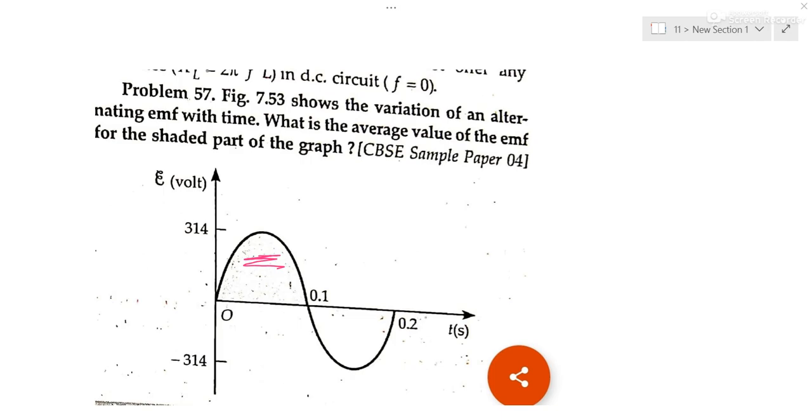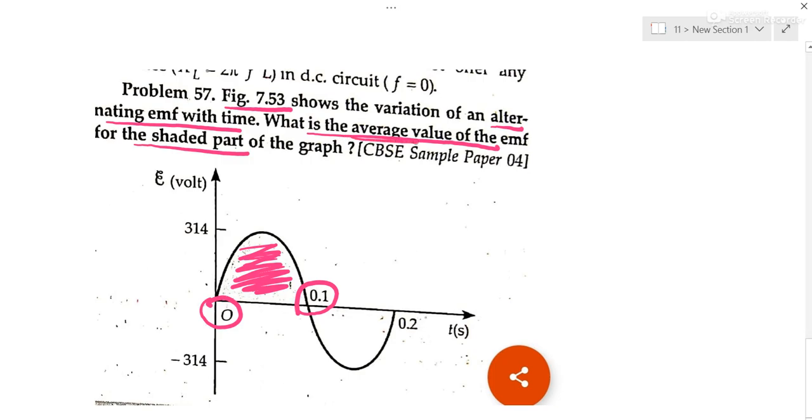Let us see this question. This figure shows the variation of alternating EMF with time. What is the average value of EMF for the shaded part? So for this part, we need to find out the average value. So children, this is a half cycle and there is a full-fledged topic. See, now because the paper is going to consist of MCQs, direct knowledge will be applied. So acquire the knowledge first, prepare the theory part and then perform this.